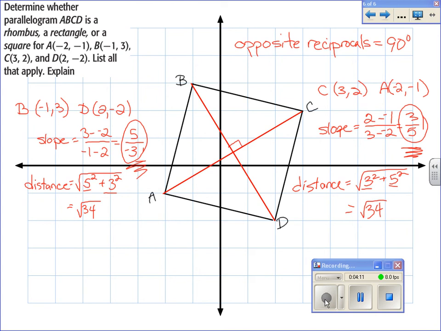And because my diagonals are the same length, I know that I have 4 90-degree angles. And because I have 90-degree or perpendicular diagonals, I know I have a rhombus. I have a rhombus and a rectangle. That means this is a square.